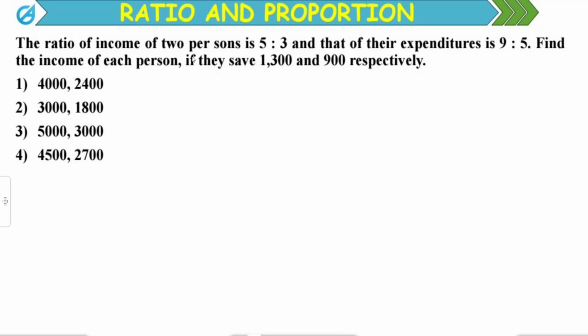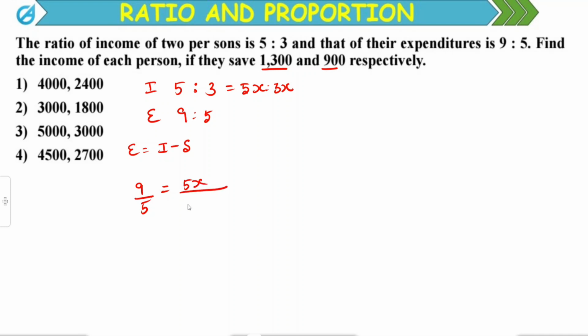The ratio of income of two persons is 5 is to 3. The ratio of expenditure is 9 is to 5. Find the income of each person if they save 1300 and 900 respectively. We know expenditure is equal to income minus savings. So how will we write the expenditure? 5x is to 3x. So 9 by 5 is equal to 5x by 3x.